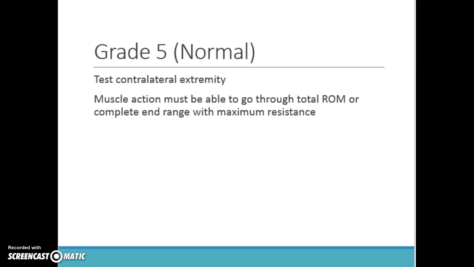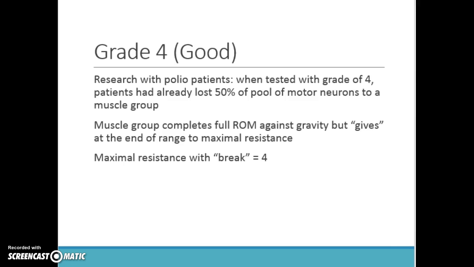The muscle action must be able to go through the total range of motion or the available complete end range of motion with maximum resistance. Grade 4 is also called good strength. Research has been performed with polio patients, and when they were tested and received a grade of 4, these patients had already lost 50% of their strength.